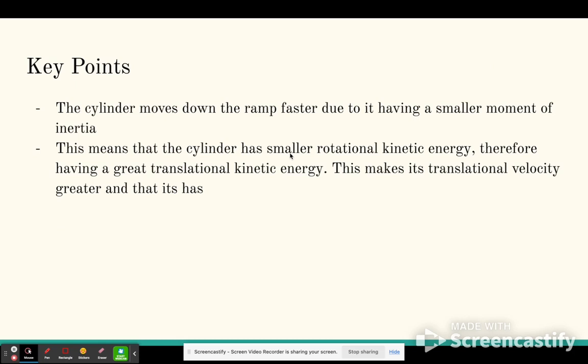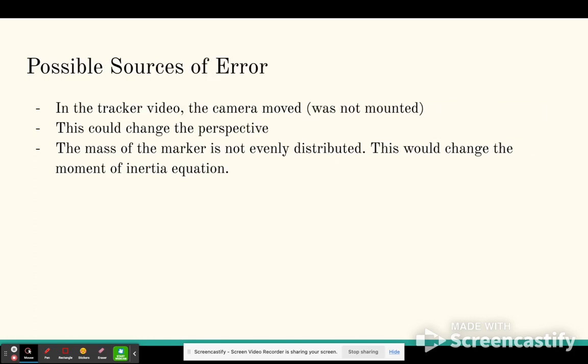Some key points for this lab: the cylinder moves down the ramp faster due to having a smaller moment of inertia. This means the cylinder has a smaller rotational kinetic energy, therefore having a greater translational kinetic energy. This makes its translational velocity greater than its rotational. Possible sources of error in the Tracker video, like I said, the camera moved. This could change perspective. And the mass of the marker is not evenly distributed.